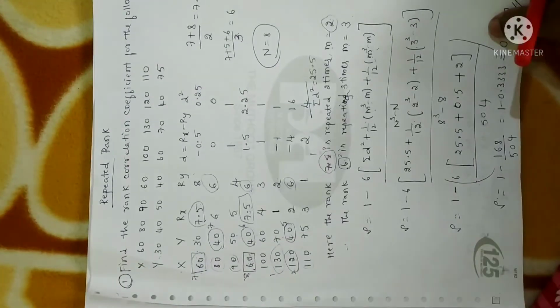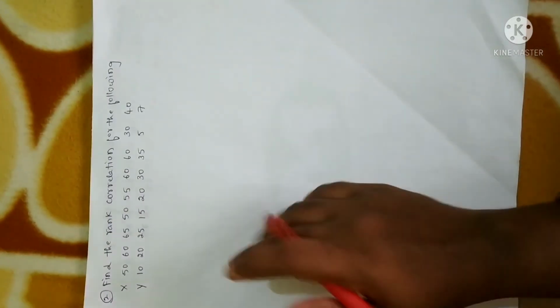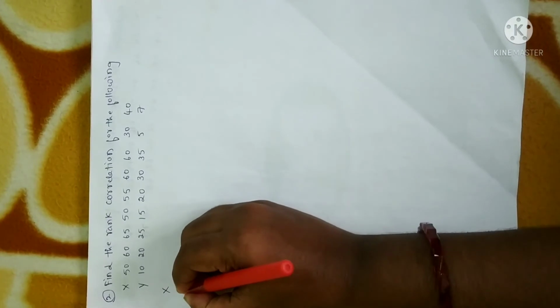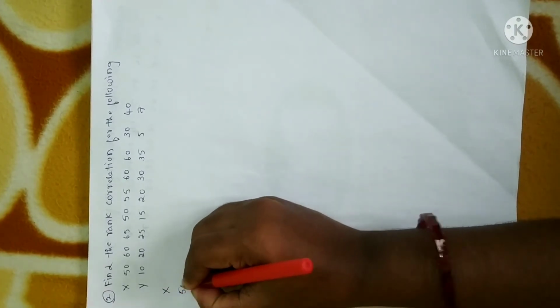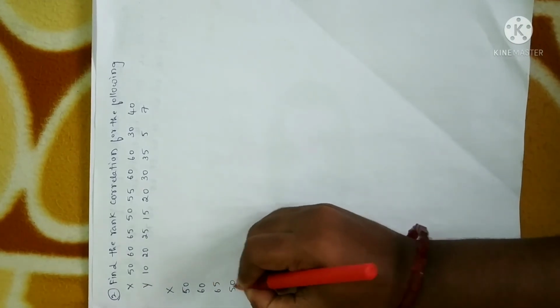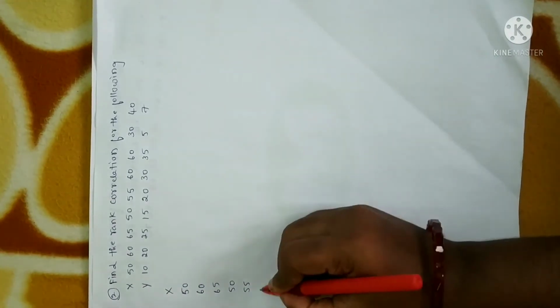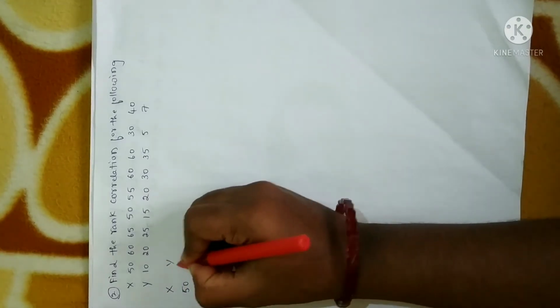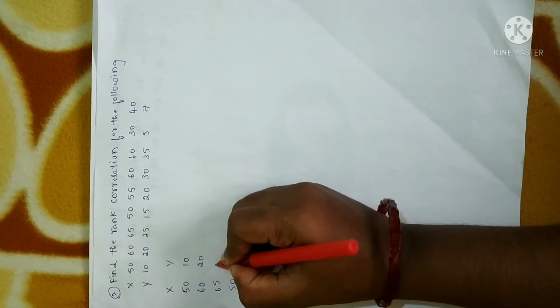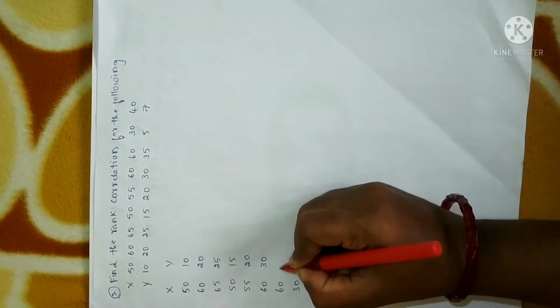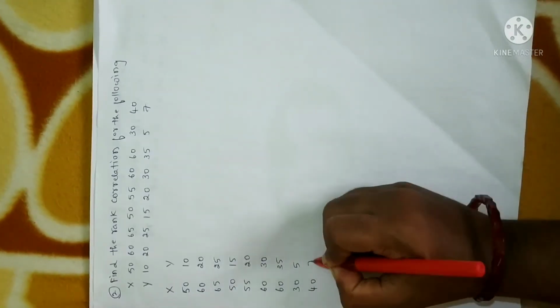So let me solve one more problem of the same kind. So here is the problem. As I said, first we have to find the rank correlation. First you have to write down the given data, that is x and y. So let me write here x: 50, 60, 65, 50, 55, 60, again 60, 30, 40. Next, y is 10, 20, 25, 15, 20, 30, 35, 5, 7.